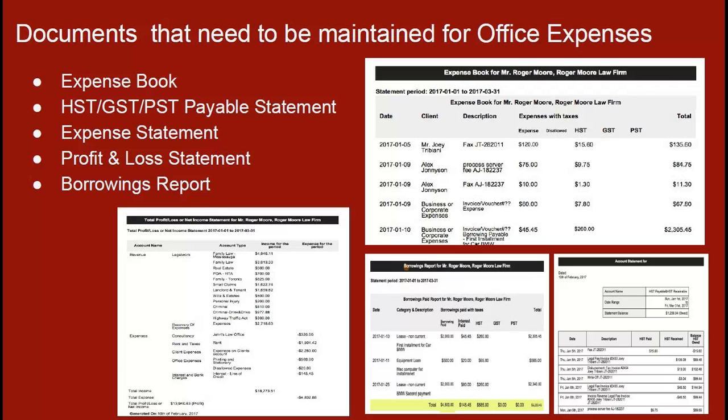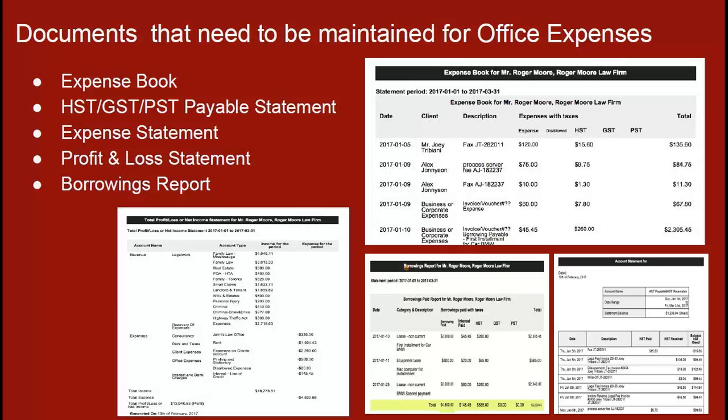HST or tax payable statement. So how much HST do you either owe the government or the government owes you, based on the difference between the HST collected and the HST paid? Meaning if you paid HST for office expenses and other things, they're used to balance them out. Expense statements and profit and loss statement.